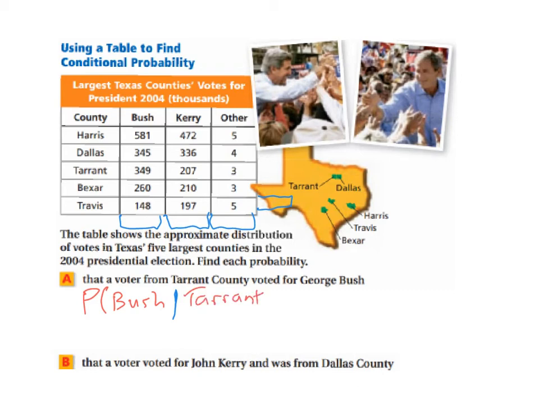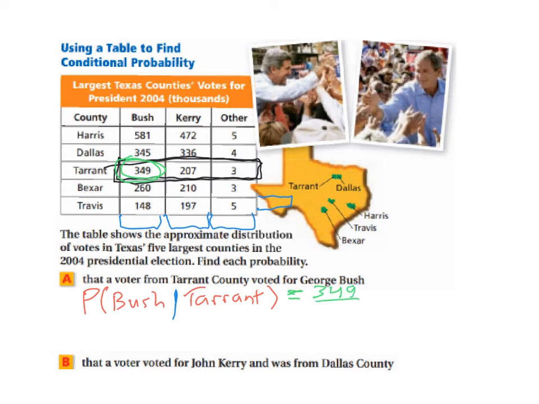So we would say that we now have to limit our focus just to the people who are in Tarrant County, because we already know this. It's the only thing we care about right now, the people that are in Tarrant County. We're looking for the probability of Bush, but we know that they're from Tarrant County. So we are limited in the sample space that we can choose from. So our probability is, how many people voted for Bush that fit this criteria in Tarrant County? That would be this amount right here, 349.